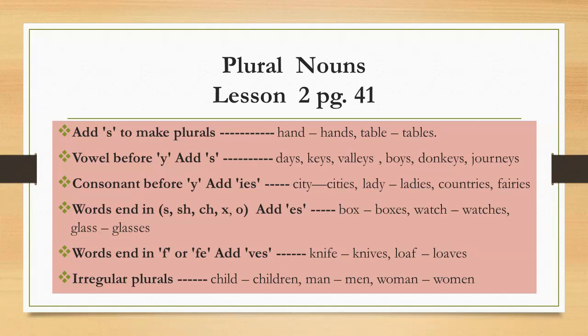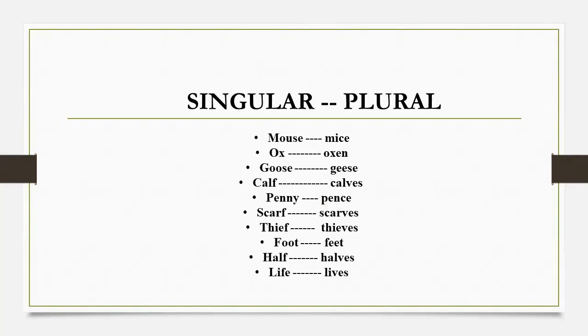There are some irregular plurals as well. There is no rule for them. They are called irregular. Child will be changed into children. Man will be men. Woman will be women. Mouse will be mice. Ox, oxen. Goose, geese. Calf, calves. Penny will be pennies. Scarf, scarves. Thief, thieves. Foot, feet. Half, halves, and life, lives.